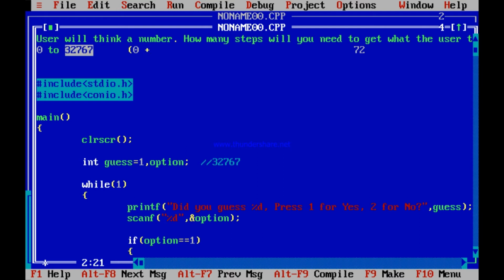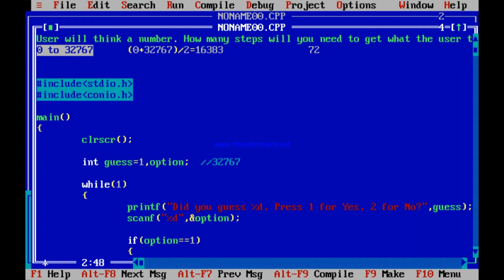0 plus 32767 divided by 2. What is that? It is 16,383. Please understand what I am trying to say. I am trying to say the user has guessed nothing below 0 and nothing more than 32767. So what I do is I know my lower limit 0 and I know my upper limit 32767, and I know for sure the user cannot guess anything less than 0 or anything more than 32767. That is, the user cannot guess anything out of this limit.